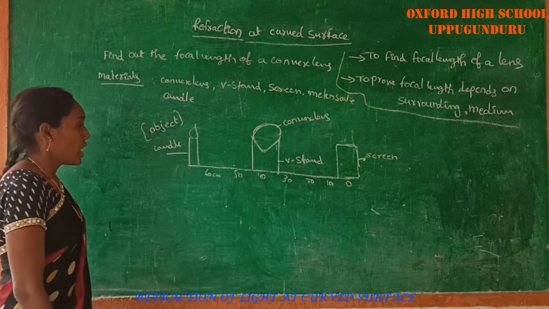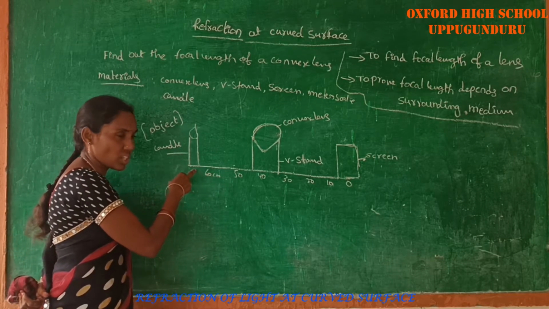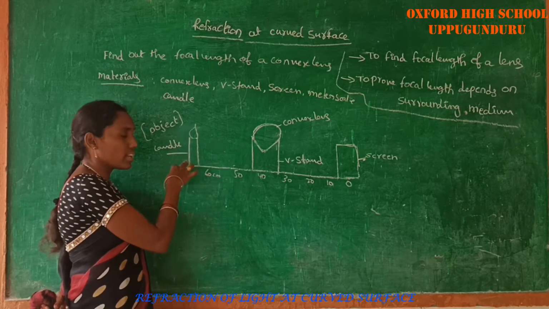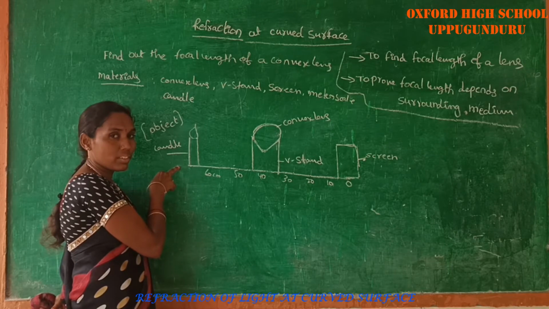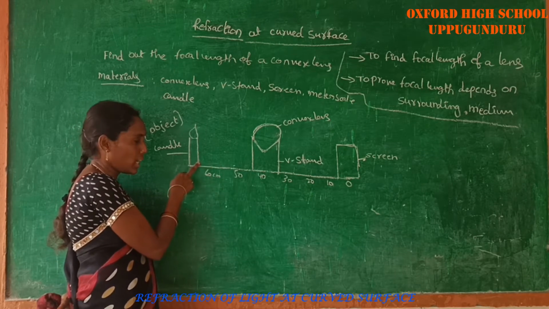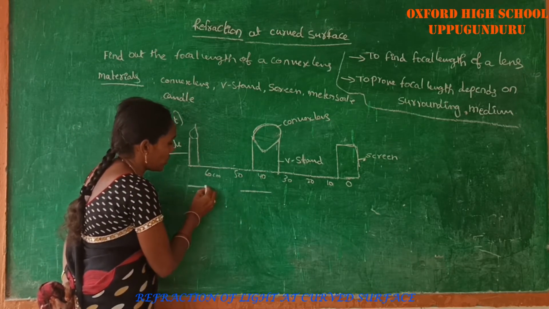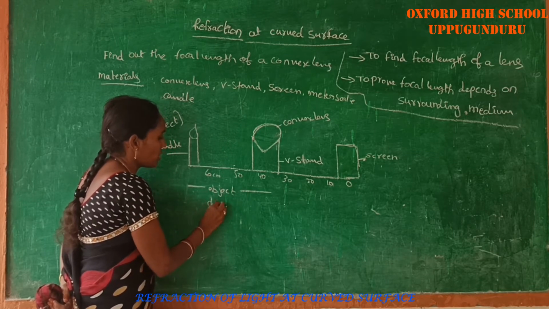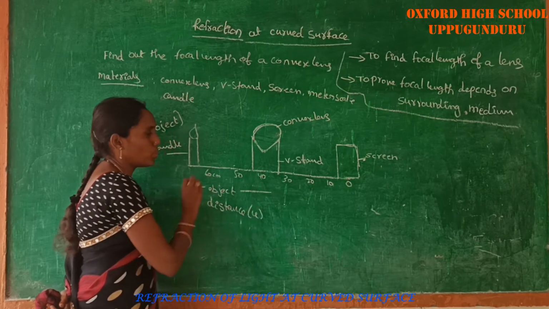First of all, we take the candle and light it. That candle is placed at a distance of 60 centimeters from the convex lens. Here the distance from the candle to the convex lens is the object distance. Object distance is always represented by the letter small u.